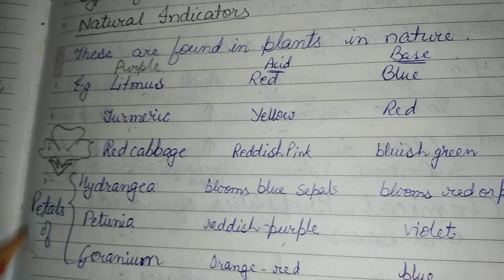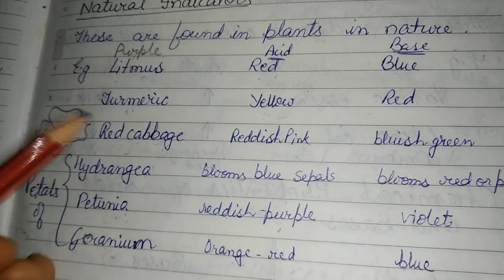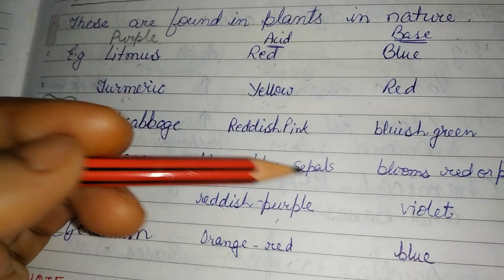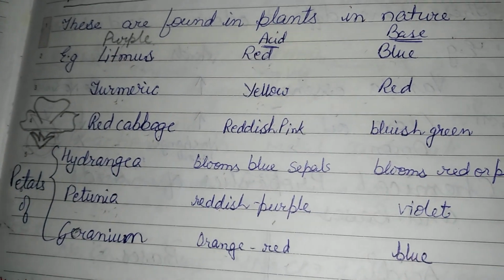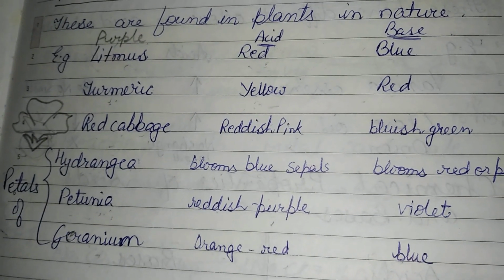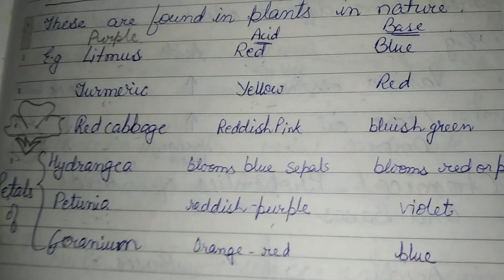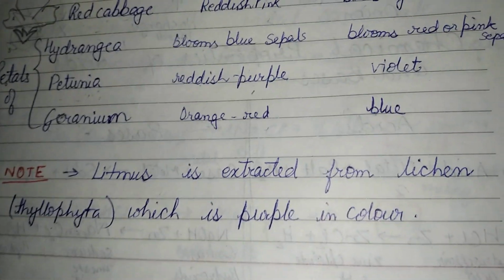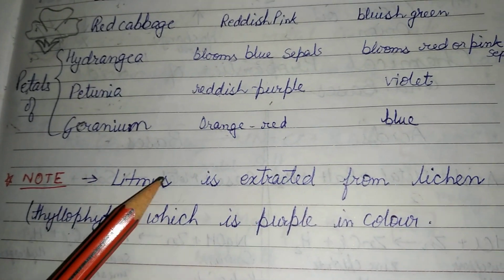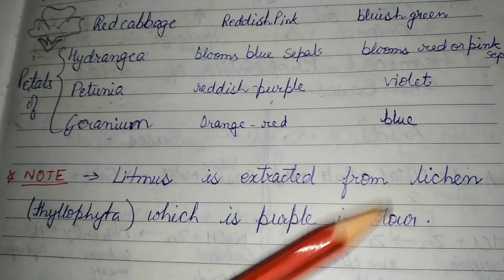So these are the natural indicators, and we have to learn these changes because it is important from the point of view of objective questions. Okay, now next, one thing we have to note is that litmus is extracted from lichen.